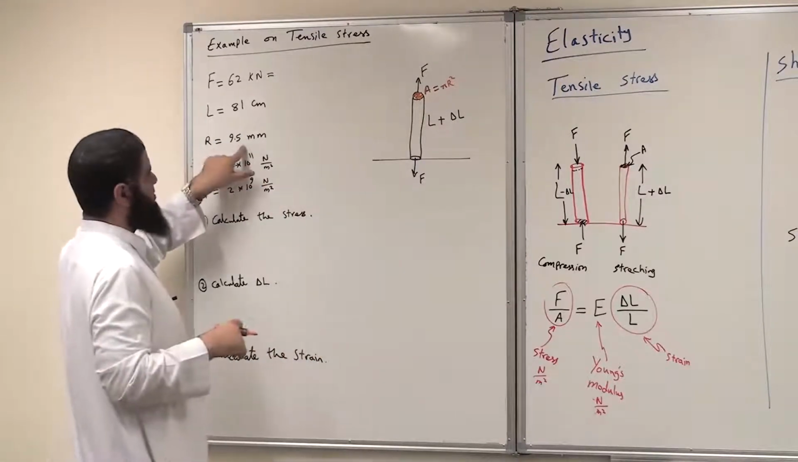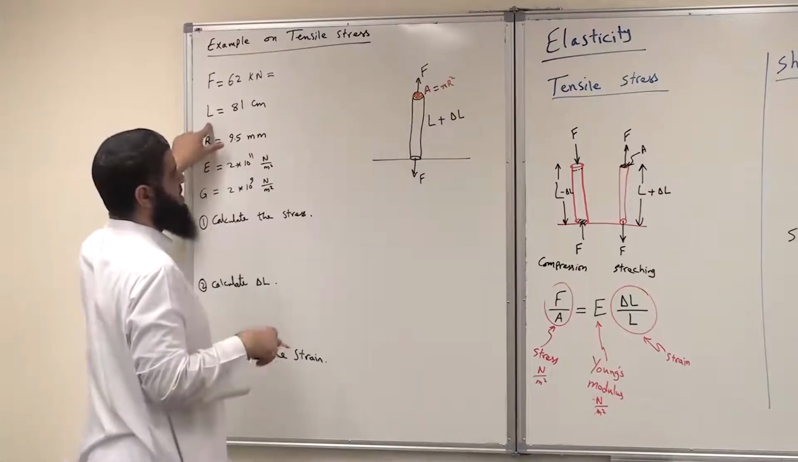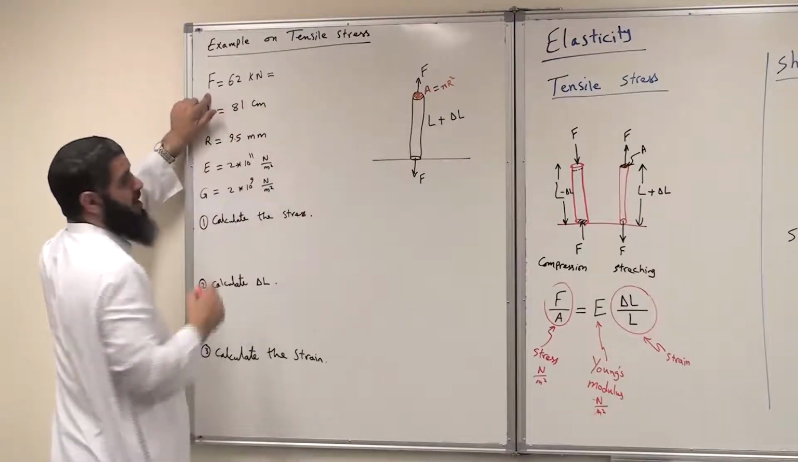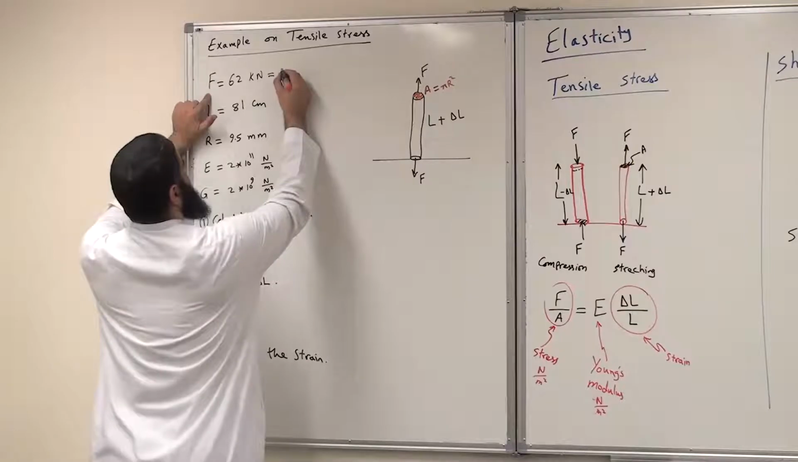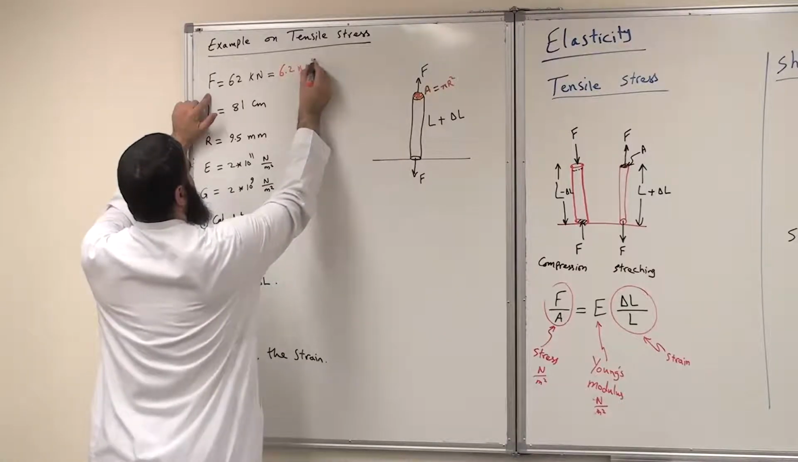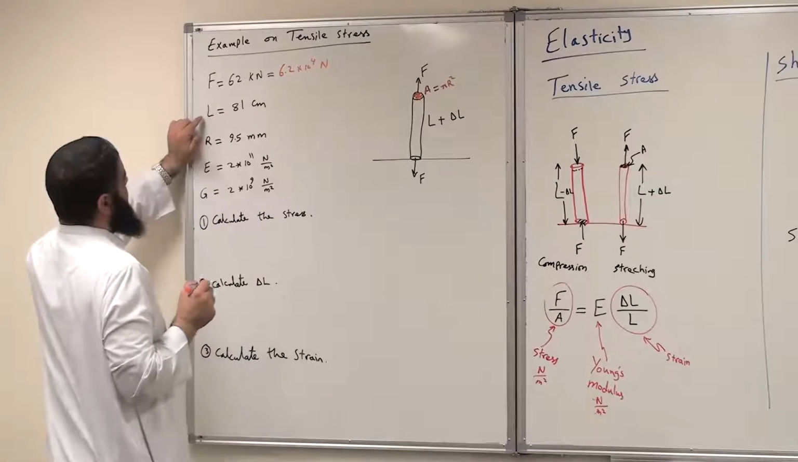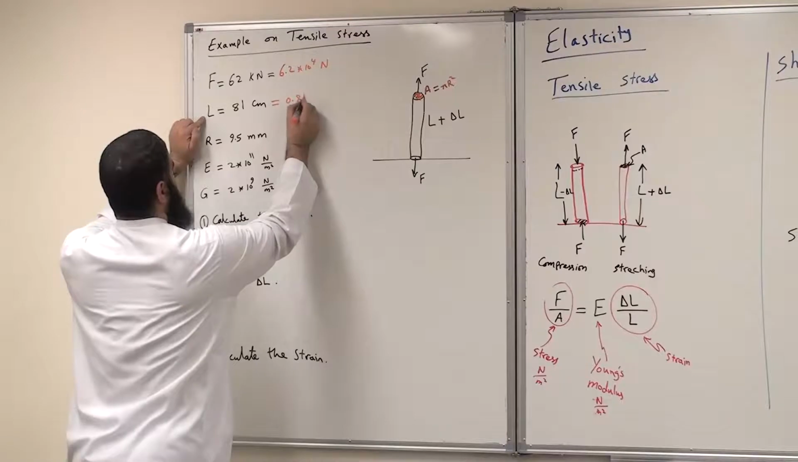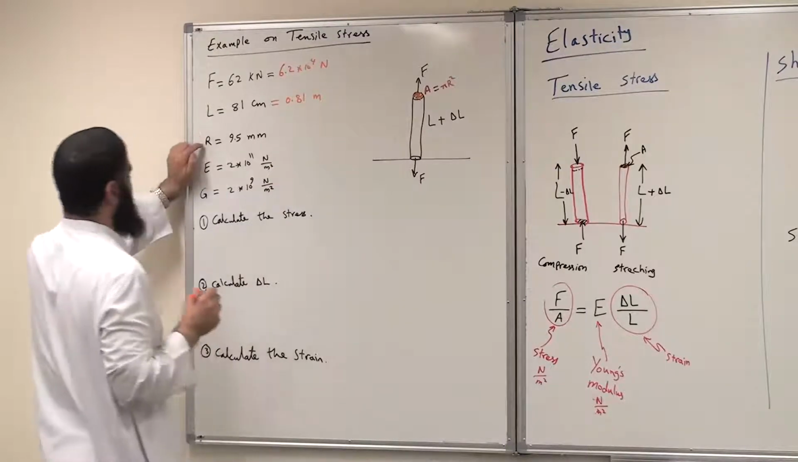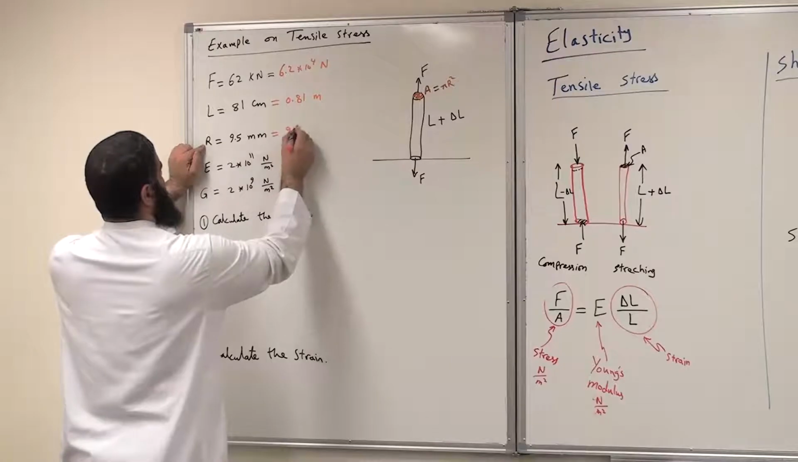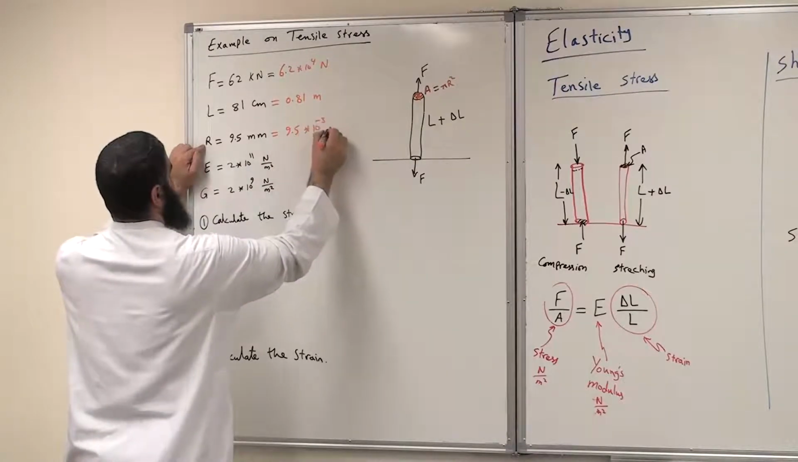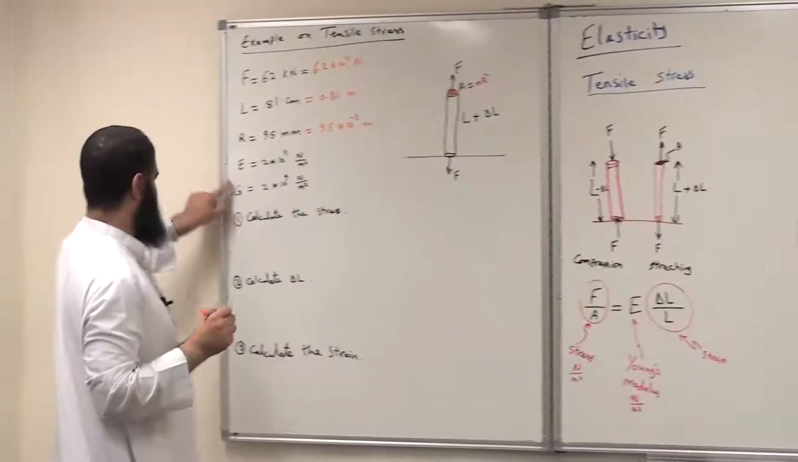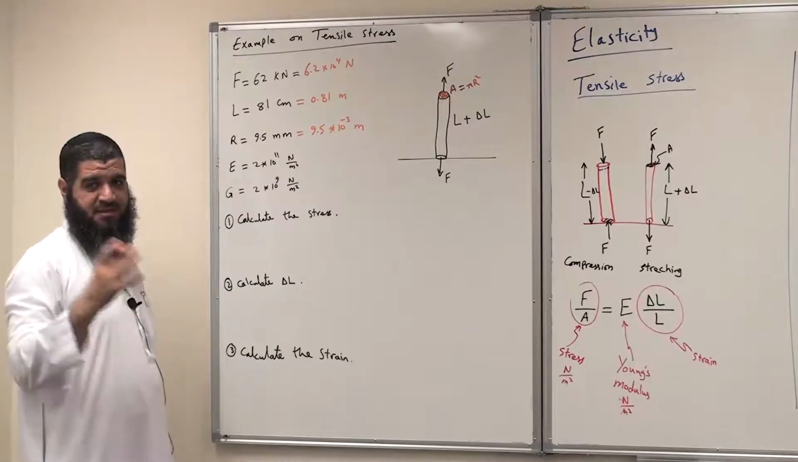The radius is given as 9.5 millimeter. The length initially, before the application of the force, was 81 centimeter, and this applied force is 62 kilonewton. The kilo is 1000, so this is just 6.2 times 10 to the power 4 newtons, okay? The length is 81 centimeter, or we can write it as 0.81 meter, and this is the radius, 9.5 times 10 to the minus 3 meter. And we are given the Young's modulus and the shear modulus. This is a little bit tricky.